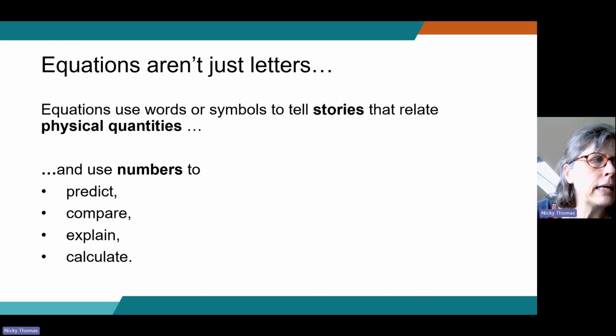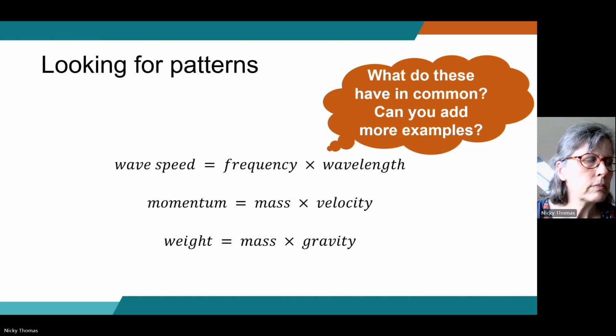As well as using these words and symbols to tell a story, we actually have to put numbers in, and we're predicting, for example, will a fairground ride work? Will a space probe land on an asteroid? What's the range of the electric car? Can we compare an athlete's performance or the efficiency of appliances? Can we explain why automatic night lights turn on and why cars moving faster have longer braking distances? Can we calculate stopping distance, for example? So these are all things where we're putting numbers into our equation to tell that story.